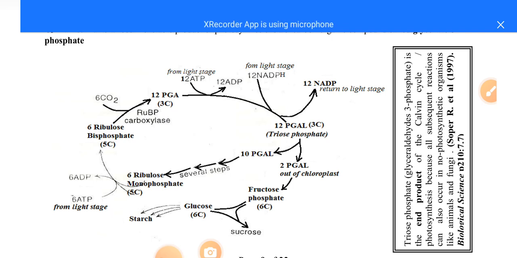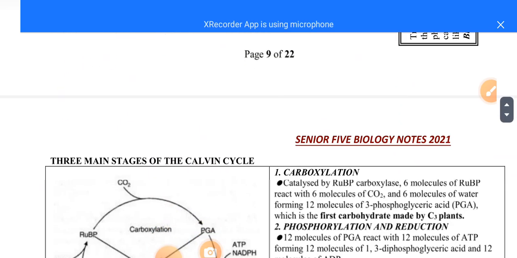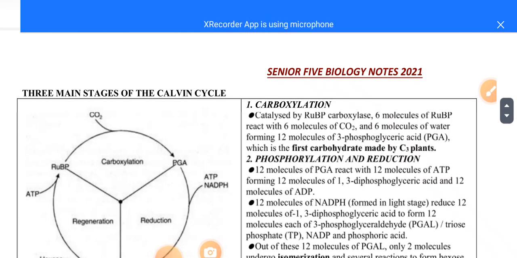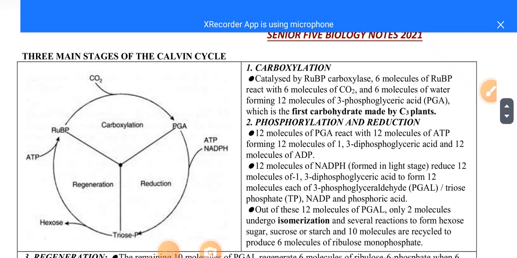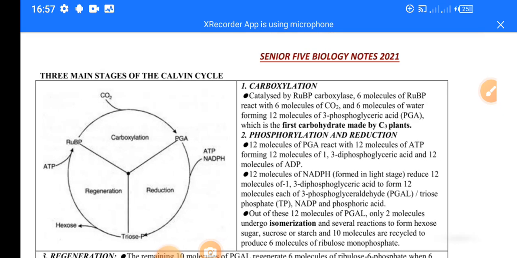You can visit the Biological Science page 210 and read on that one. So let us proceed. Let us look at the three main stages of the Calvin cycle.